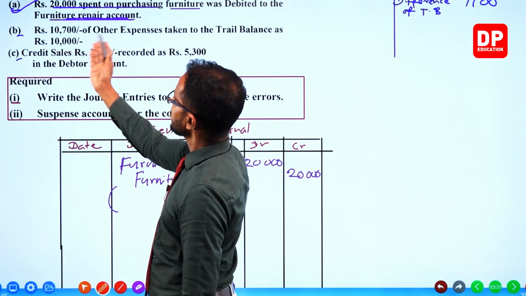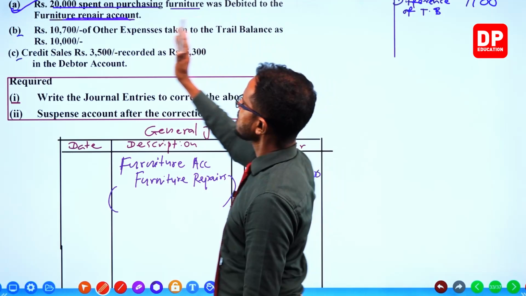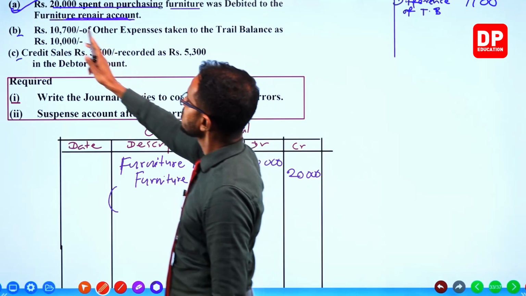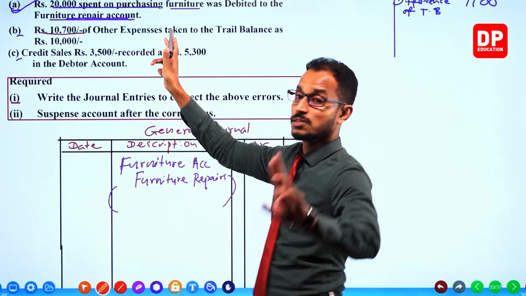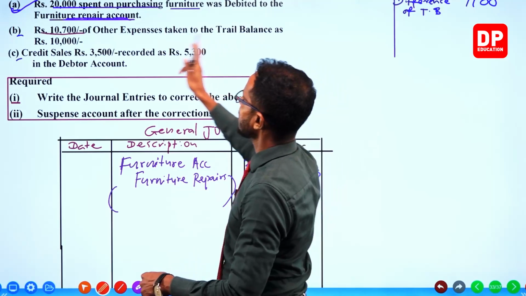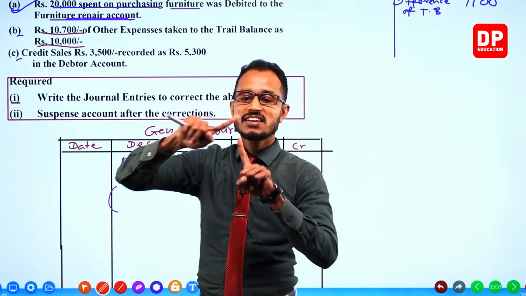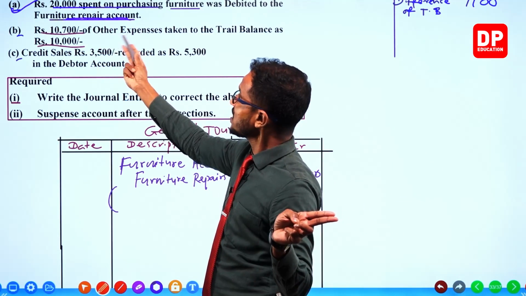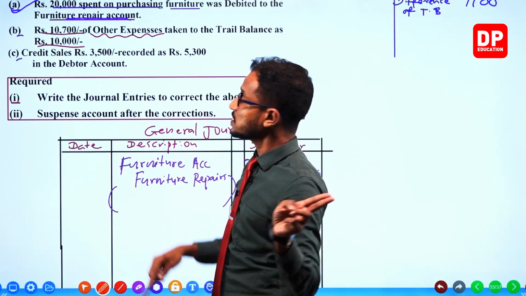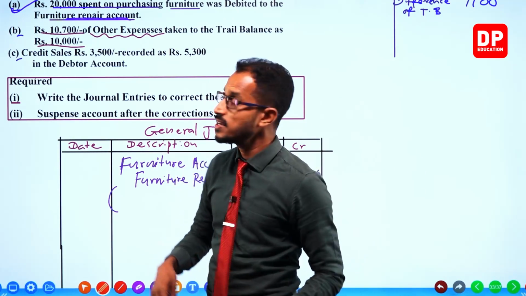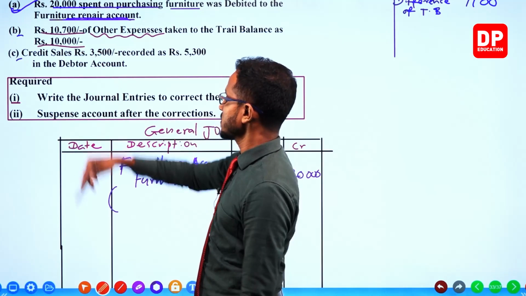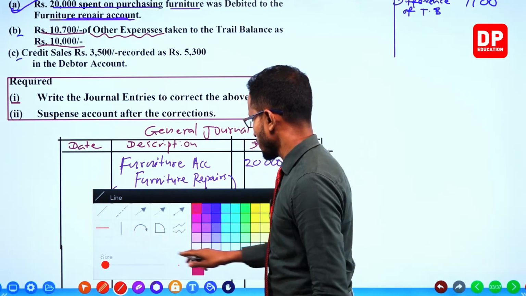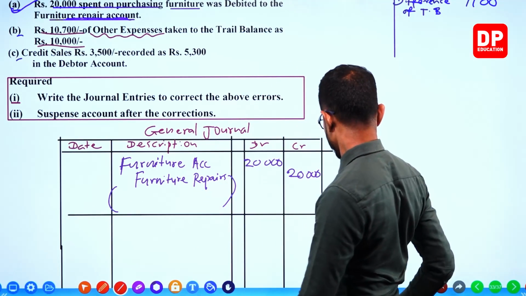Next, 10,700 of other expenses taken to the trial balance as 10,000. Oh, that is a mistake, of course. How much is less? 700 is less. In the trial balance, which side? Other expenses, children. Expenses are debited. In the debit side, 700 is less. So, what you do is put that 700 to the debit side of the trial balance.